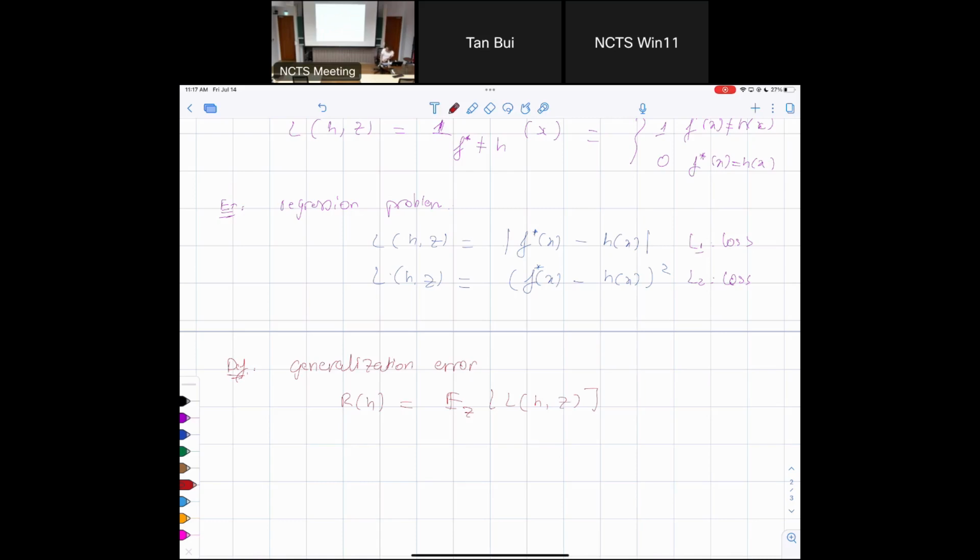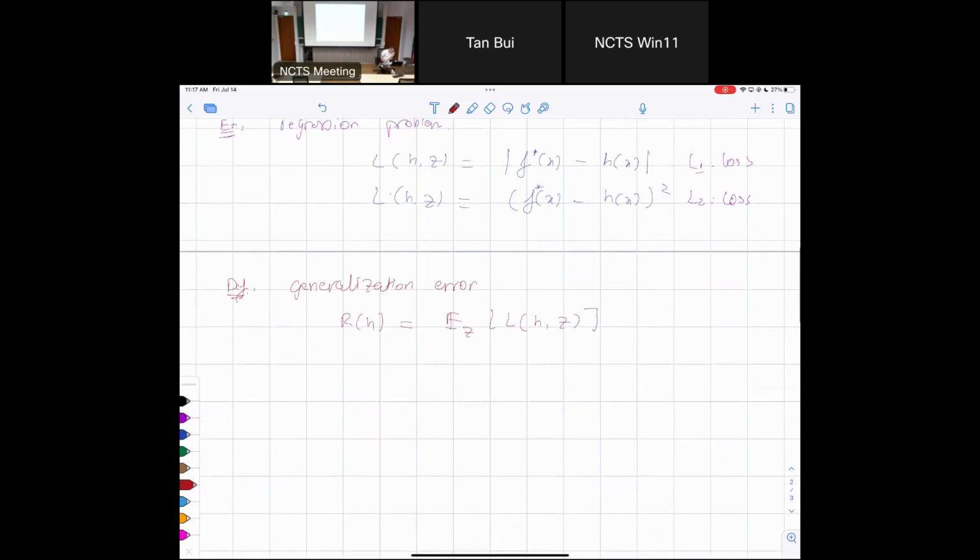Of course, we want the generalization error to be small. Unfortunately, the risk, or generalization error, we don't know, because we don't know two things: we don't know f star, and we don't know the distributions. So typically we have to use the empirical risk, or empirical error.